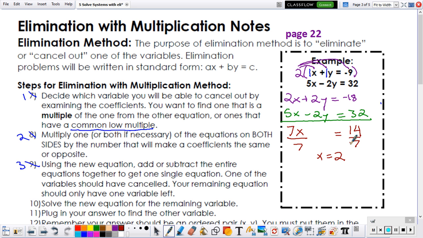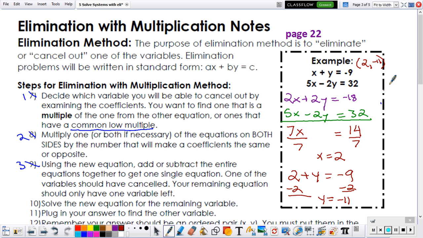Yay! Now I'm going to grab my eraser and erase this mess so I can read these a little easier. And I'm going to look to see which one looks easier to sub back into. Yeah, definitely the first one. So instead of x plus y, I'm going to say 2 plus y equals negative 9. I'm going to subtract 2 from both sides, and I've got y equals negative 11. So my ordered pair for this example is 2, negative 11.